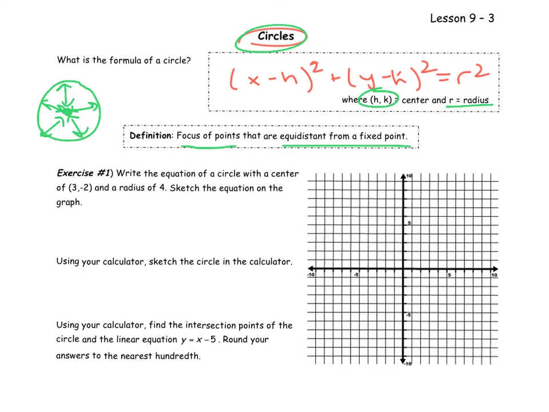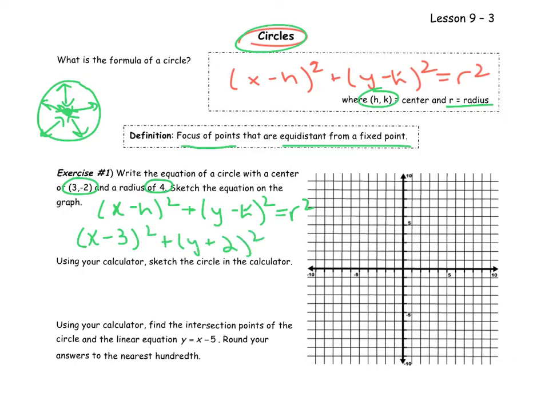All right. So the first exercise we're going to take a look at is to write the equation of a circle with a center at (3, -2) and a radius of 4. So I'm just going to recall what the formula is: (x - h)^2 + (y - k)^2 = r^2. We have (x - 3)^2 + (y + 2)^2 = 4^2, which is 16. So that's our equation for the circle.